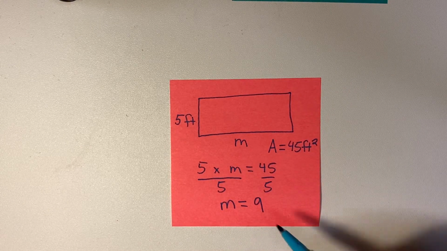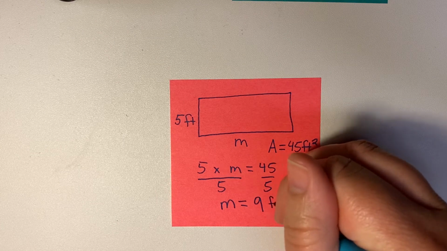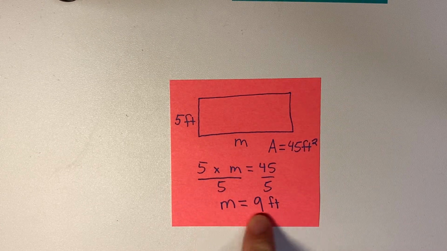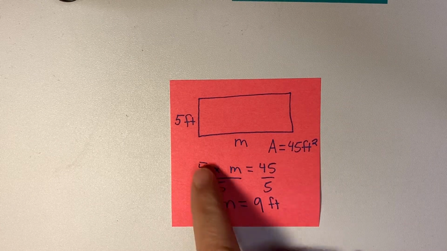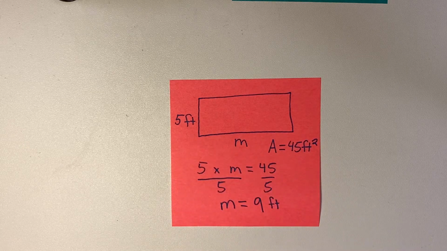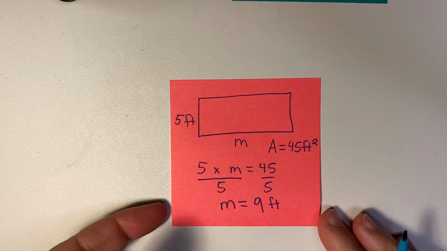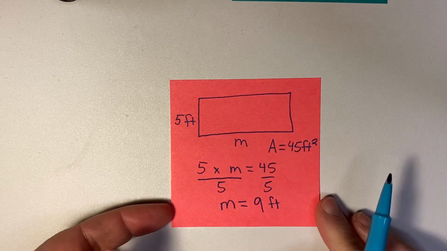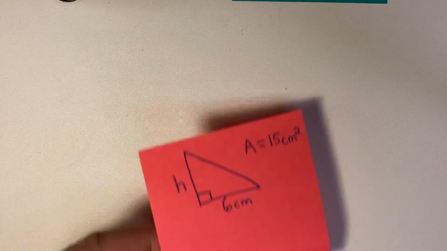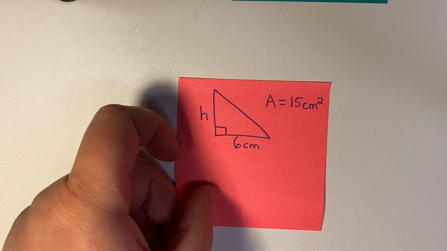And when we go back and look at our units, it's going to be 9 feet. These are not square feet because this is not the area. This is the length of a side. We already had our square feet over here. Okay, so that's how we find the length of that missing side. And what if we're missing the height or the base of a triangle?